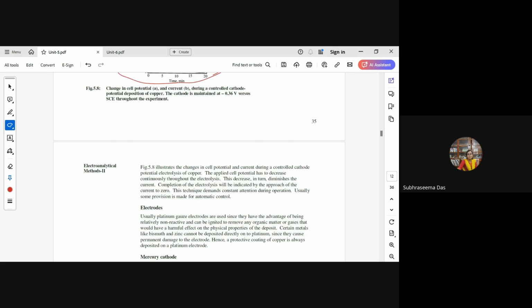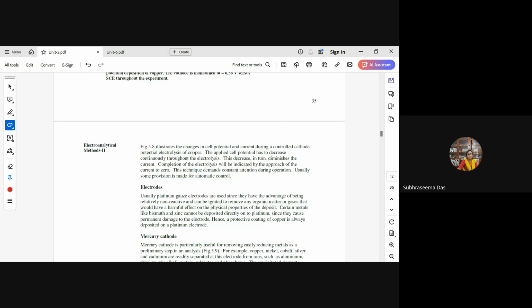This technique demands constant attention during operation. Usually there has been some automatic control. However, this method is time consuming and demands constant regulation during the process of being carried out.